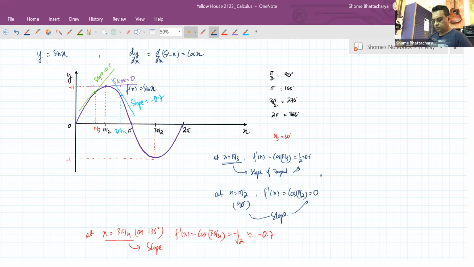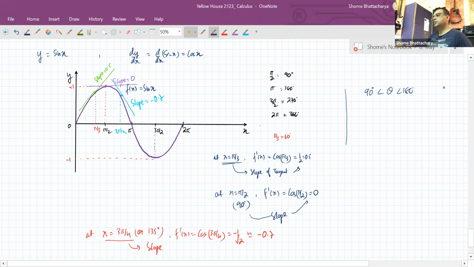So cos 135 degrees is equal to minus cos 45, right? As you know, for the second quadrant, we have the formula: when theta is greater than 90 but less than 180, or theta is greater than pi by 2 but less than pi, we can write cos theta as minus cos of pi minus theta. So for example, cos 3 pi by 4 becomes minus cos pi by 4, which is minus 1 by root 2.